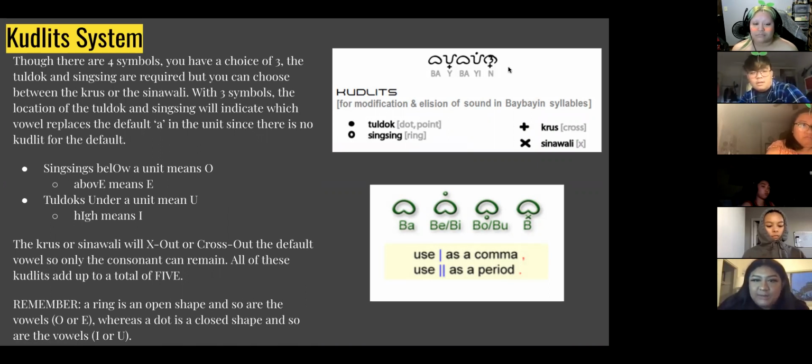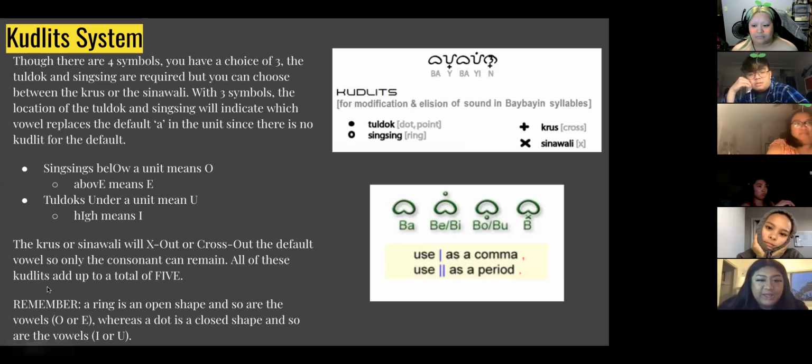So here you can see the tuldok is a dot, the singsing is a ring, the cruz is a cross, and the X is a sinawali. But these can be used interchangeably. But I do suggest that in your own writing, you only stick to one throughout whatever passage you're writing. The cruz or the sinawali will X out or cross out the default vowel, so only the consonant can remain. All of these kudlits add up to a total of 5.